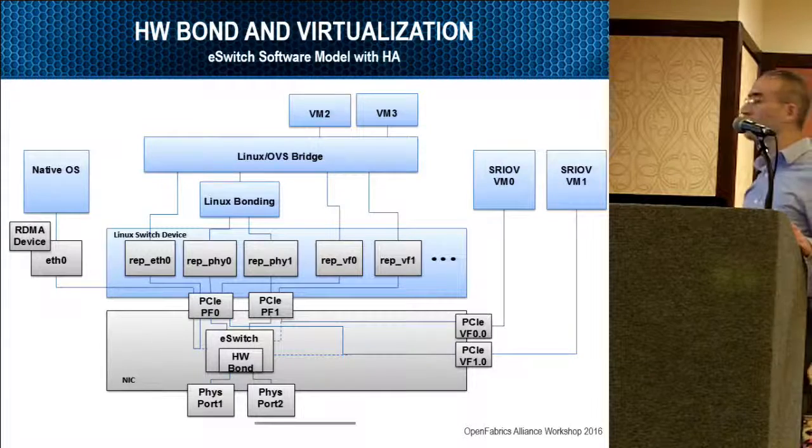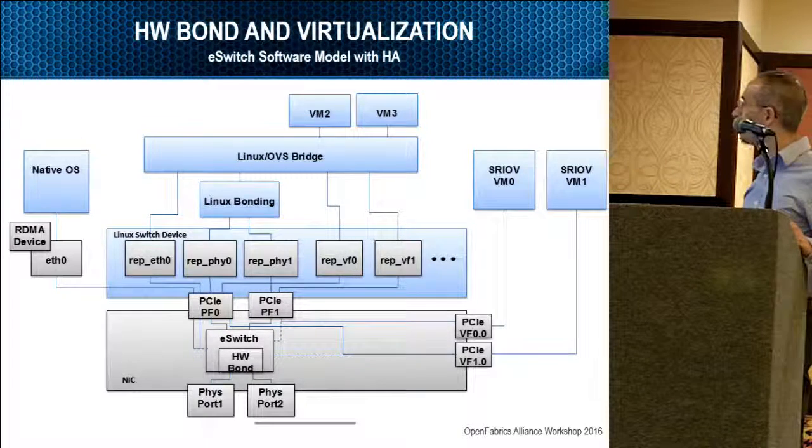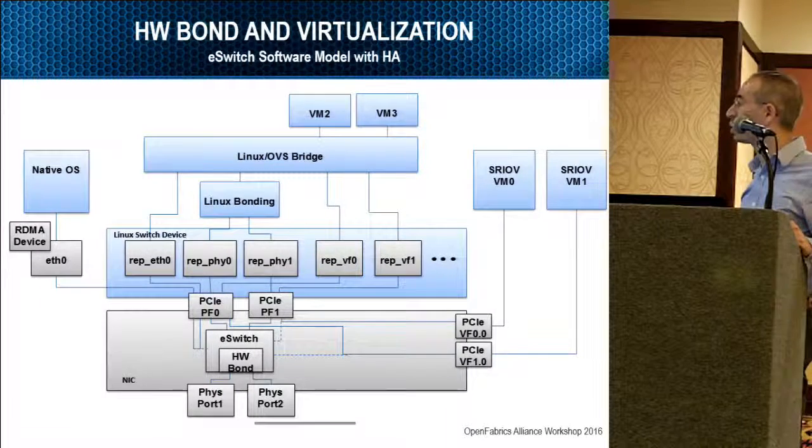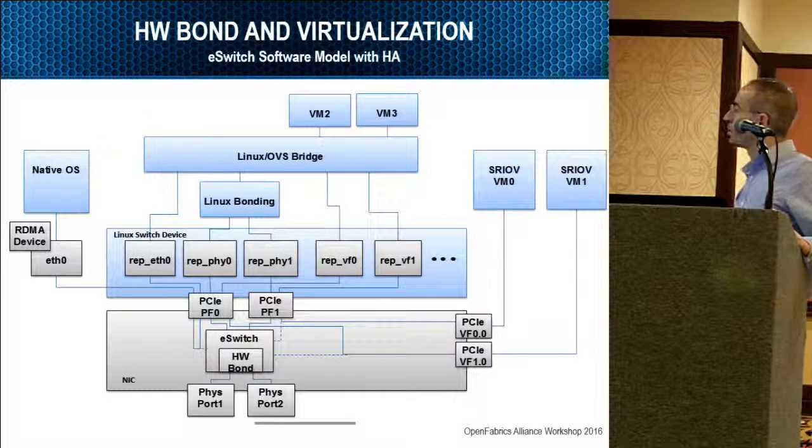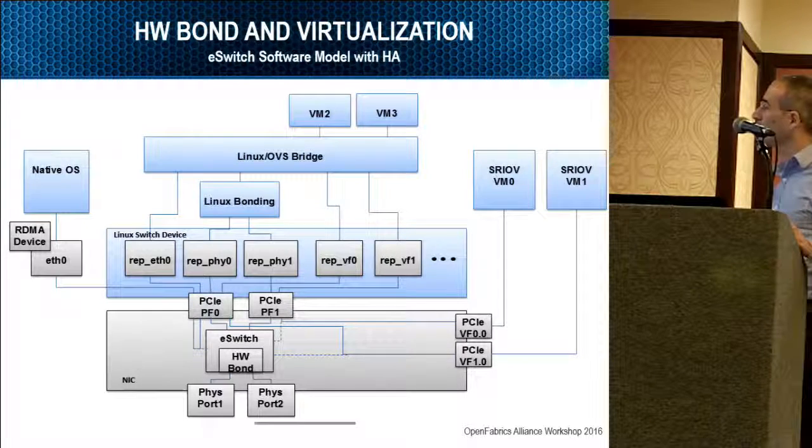For the VMs, it's pretty much transparent. The VMs see a single port, a single net device. This net device goes to the E-switch. The E-switch has a similar hardware bond, as I explained in the other slide. So the VMs enjoy the link aggregation functionality pretty much transparently. The same goes for the native OS, which either uses the virtual switch in option 1 and uses the Linux bonding to send the traffic, or goes through the E-switch and the hardware bonding directly.